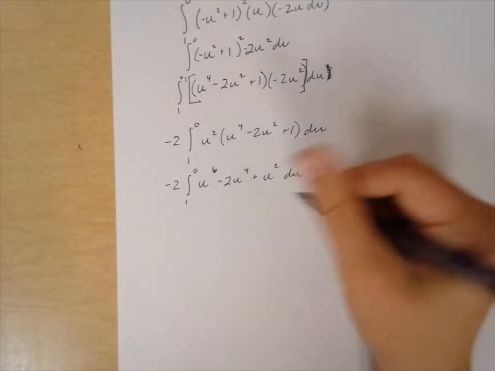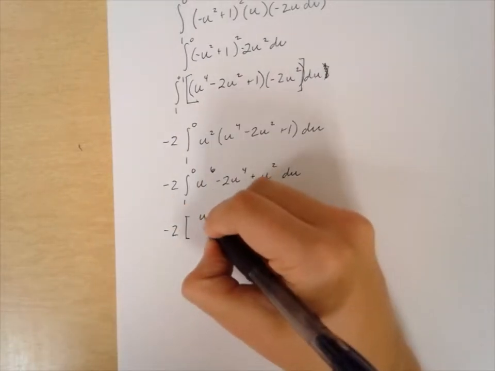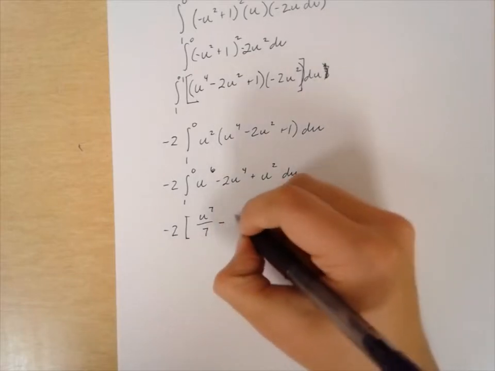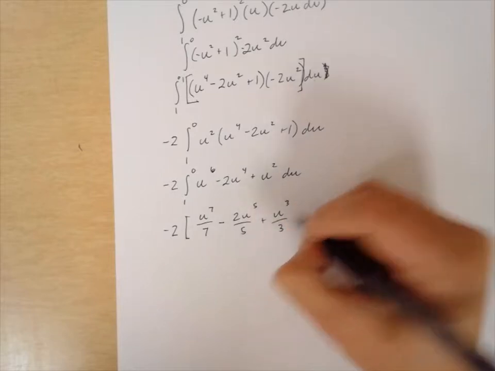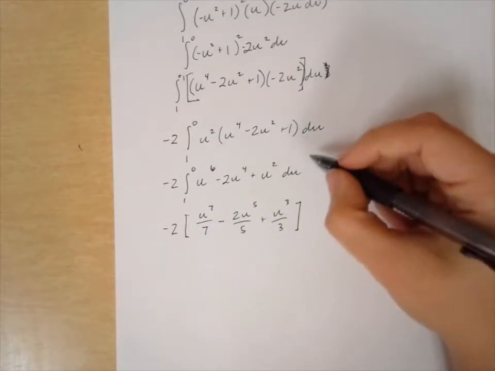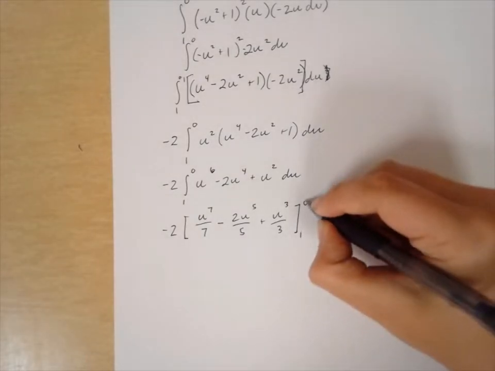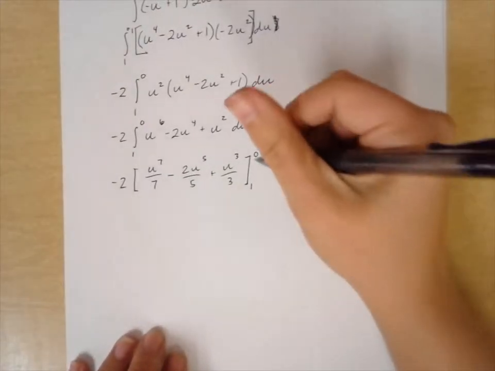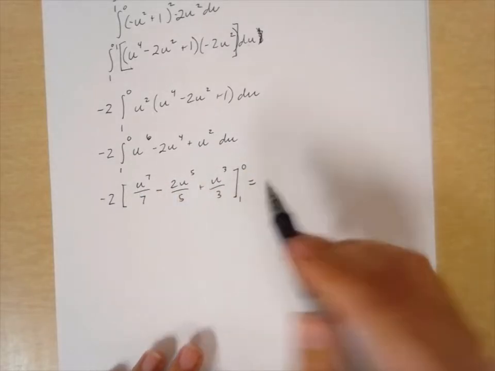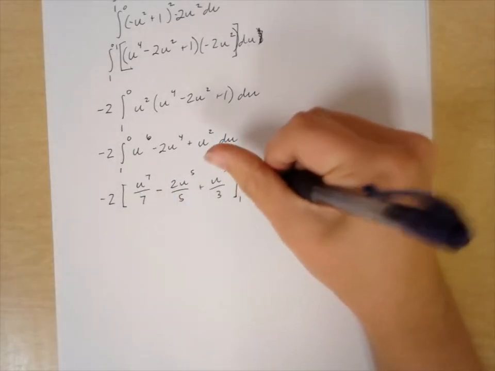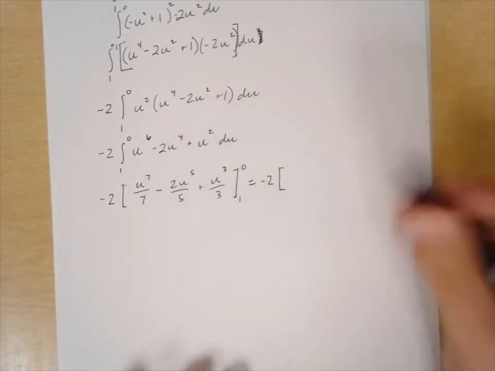And now when I create my antiderivative, I have a negative 2 in front. I have u to the 7th over 7 minus 2u to the 5th over 5 plus u to the 3rd over 3. And that's just following the power rule of antiderivatives. And I'm evaluating from 1 to 0. So remember, when we're using that fundamental theorem of calculus, we take that 0 and evaluate that first. So if I were to do that right now, negative 2 still on the outside, this would all just become 0, right? If I put a 0 on top of all of these, it would just be 0.